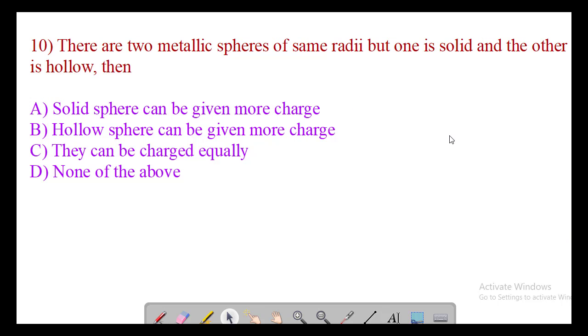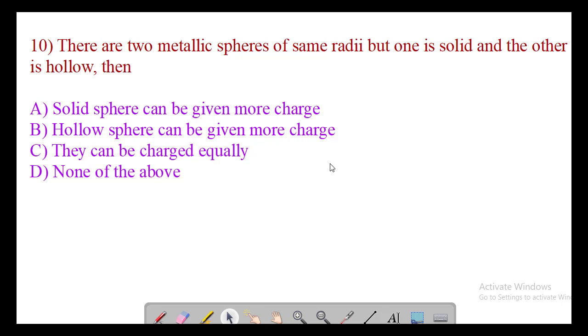Next is question number 10. There are two metallic spheres of the same radii, but one is solid and the other is hollow. The options given are: solid sphere can be given more charge, hollow sphere can be given more charge, they can be charged equally, or none of the above.